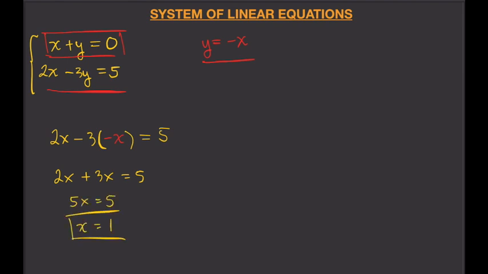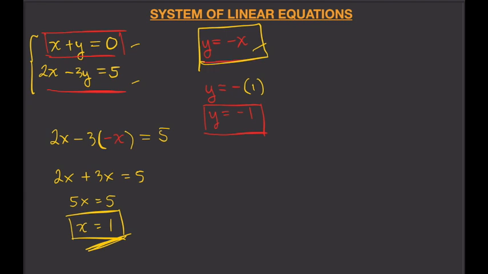So that's my x value. And then to solve for y, all we need to do is substitute this value into any of our equations. So I will do that here because this is already solved for y. So that will give me y equals negative x. x is 1, so that will give me negative 1. So my y value is negative 1, and therefore my solution would be 1 comma negative 1, which is what we got when we used the method of graphing.